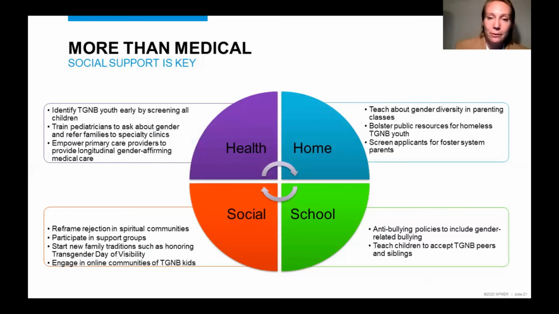Next, if we look to school, there are a number of anti-bullying policies, and I am a strong advocate for these, especially when they include gender-based discrimination. I think it's very important that we include gender and sex-based discrimination in our anti-bullying policies. And then teaching children to accept their transgender and non-binary peers can be a very effective way of showing somebody that they are supported and that they are loved in their community.